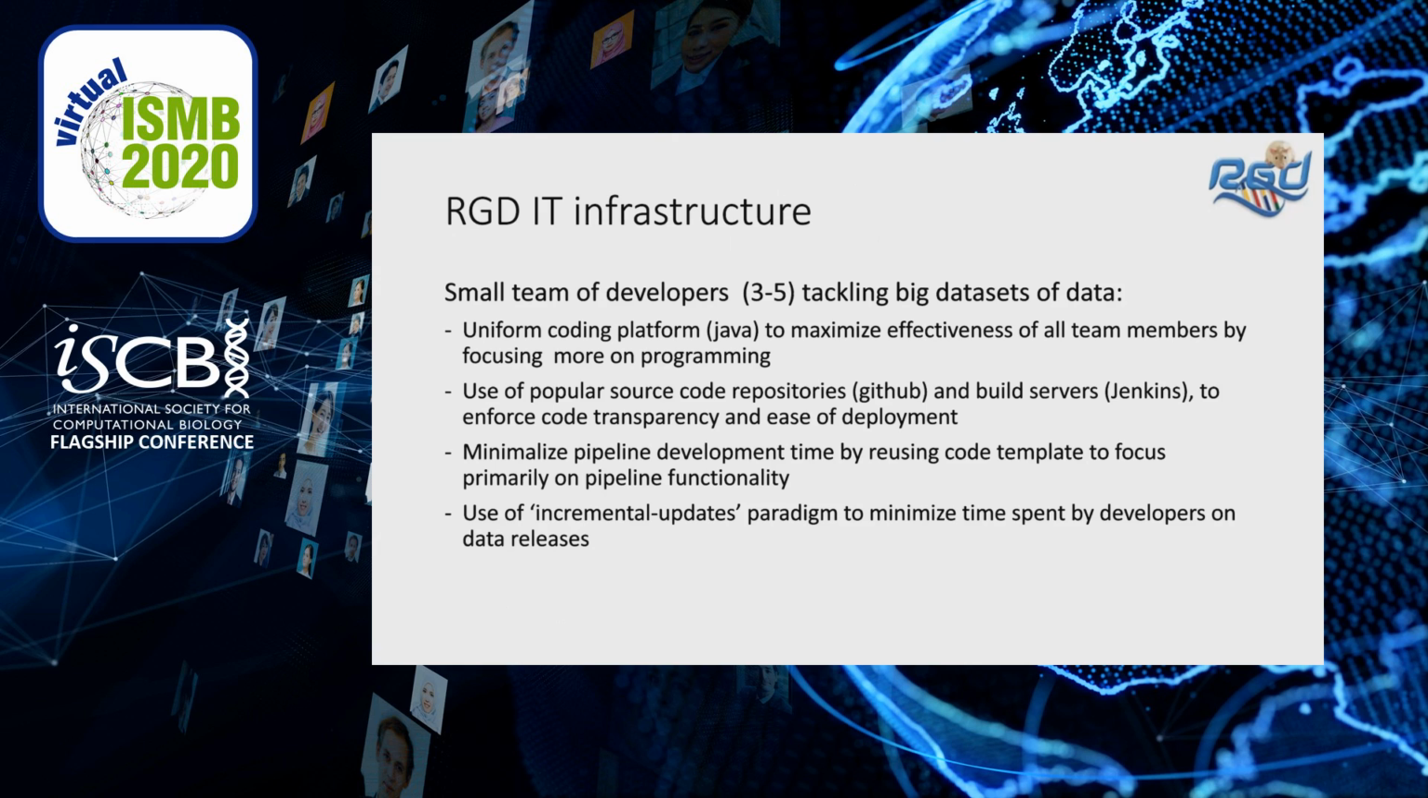RGD has a small developers team, 3 to 5 developers on average, and from that, only 1 to 2 work on data loading pipelines. Therefore, RGD developed a number of practices to make data loading and updates efficient. We use a uniform coding platform, Java. We use source code control and build servers, reuse code templates, and the incremental updates paradigm.